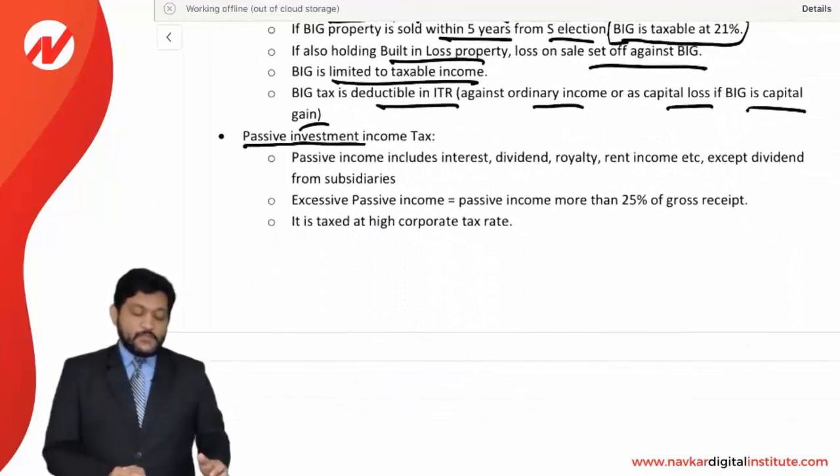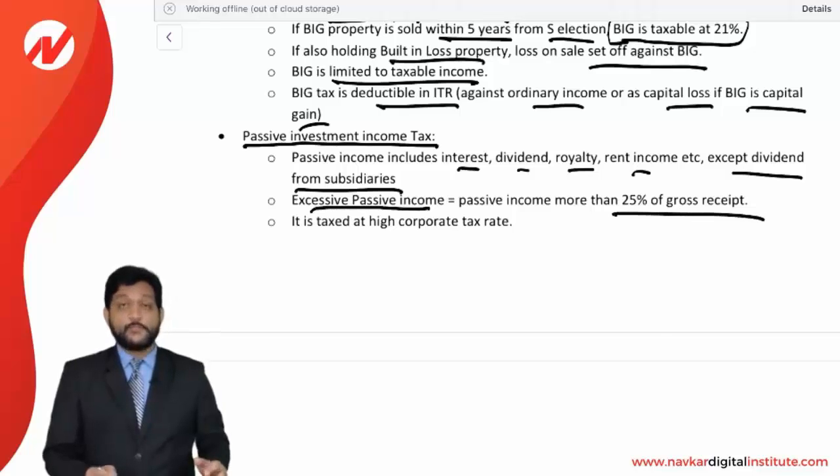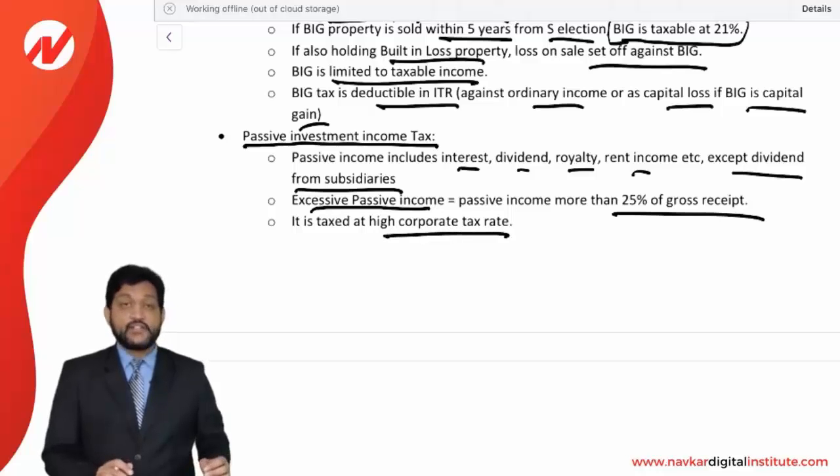Now, passive investment income tax. Whatever passive income you are earning, there is going to be a tax on that. Passive income includes interest, dividend, royalty, rent income, etc., except dividend from subsidiaries. Excessive passive income is passive income of more than 25% of gross receipts. If your passive income is more than 25% of gross receipts, it is called excessive passive income. It will be taxed at a high corporate tax rate. The highest corporate tax rate will be applicable to passive income if it is more than 25% of gross receipts.